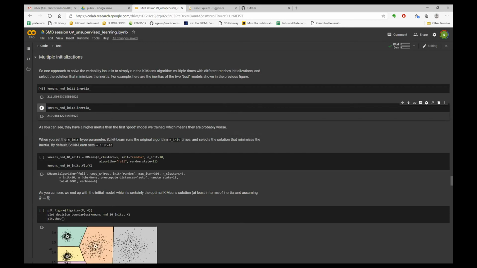So when you set the n_init hyperparameter, scikit-learn runs the original algorithm that many times and selects the solution that minimizes the inertia. By default, it sets n_init equal to 10. So if we're going to run it with 10 random inits, we take k-means, 5 clusters, we set init to random, we give the number of inits, we're using the full algorithm still, random state is going to be 11. So let's run this, then afterwards we're going to fit it and see what happens.